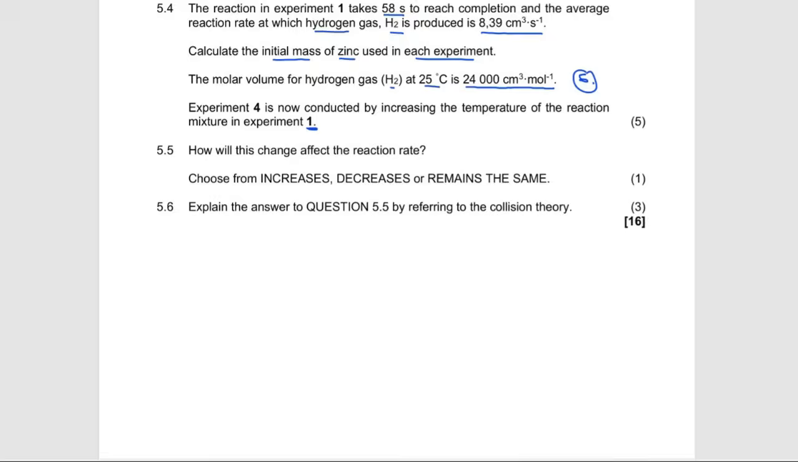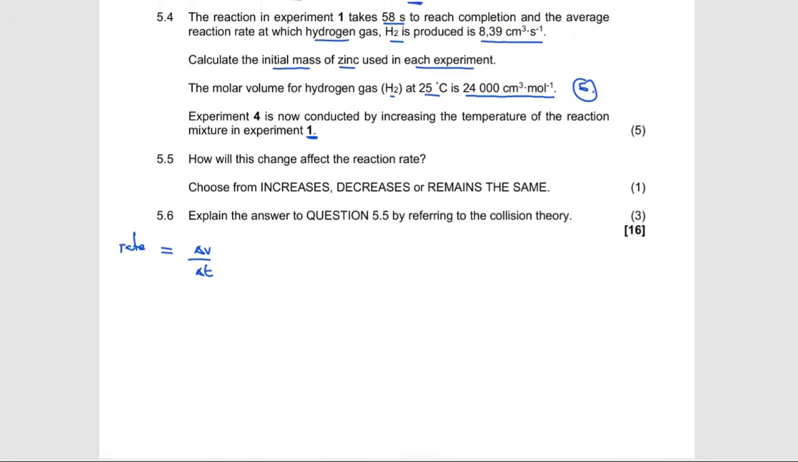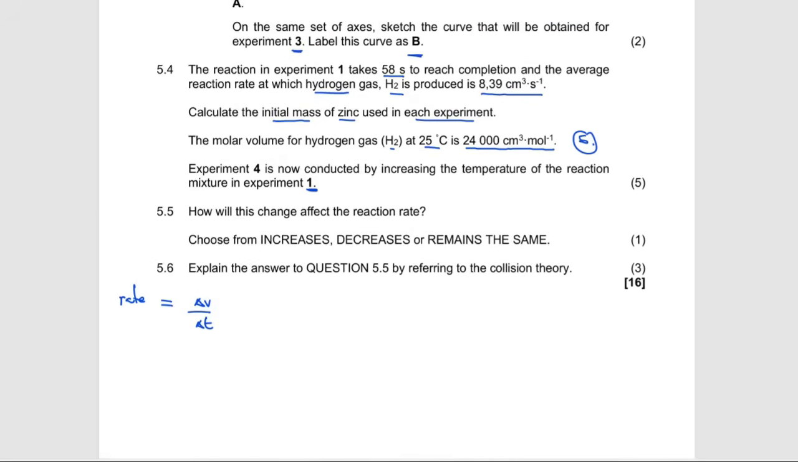So let's start by calculating the initial mass of the zinc there. In terms of this, I'm going to say our rate, which is our reaction rate, is equivalent to change in volume all over change in time. Now someone might ask, why did I go for that option there?